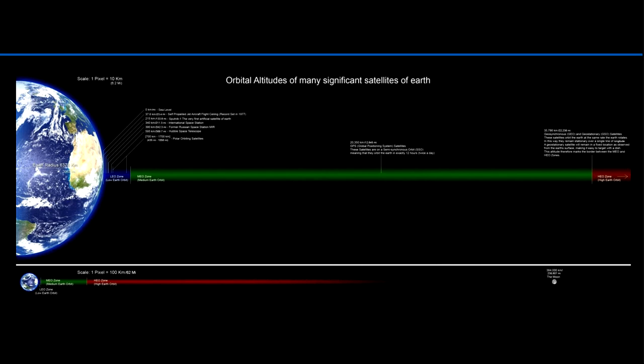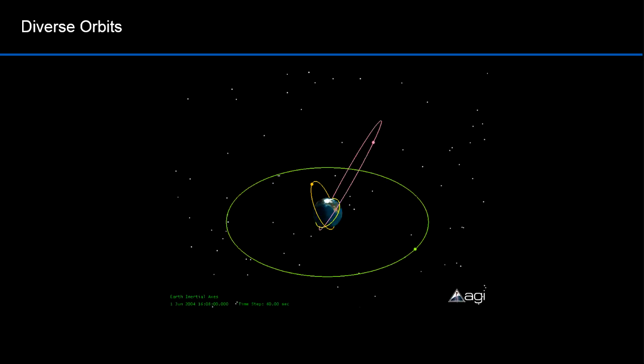Orbits, here are the orbital regimes. LEO is low Earth orbit, MEO is medium Earth orbit, and GEO is geosynchronous orbit. And here they are depicted as animated. The purple is HEO, the orange is MEO, yellow is LEO, and green is geosynchronous.